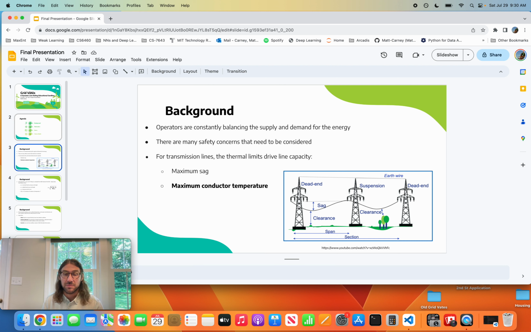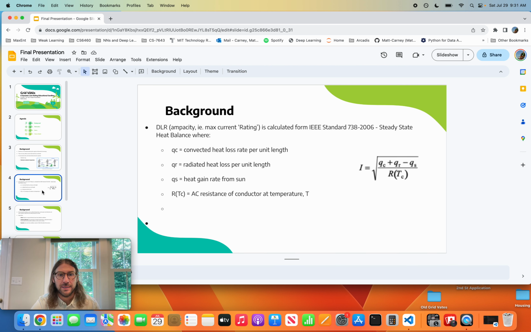One is the maximum sag. So as a transmission line heats up, it sags and can become in contact with an object. And the other one is just more from like a material science perspective. It's just the maximum conductor temperature, and that's what we're going to be focusing on for the calculations and the methodology today.